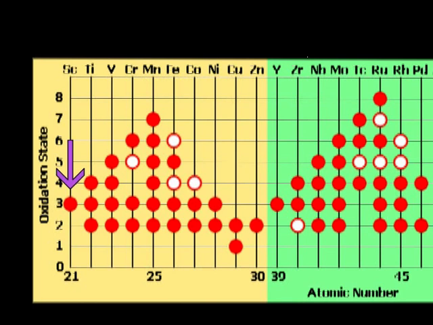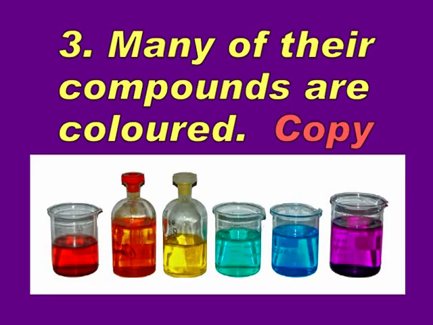Scandium has a single valence of 3 and zinc has a single valence of 2. But manganese sits in the middle of the D block and has a valence of 2, 3, 4, 5, 6 or 7. The third point about these transition metals is that many of their compounds are coloured.